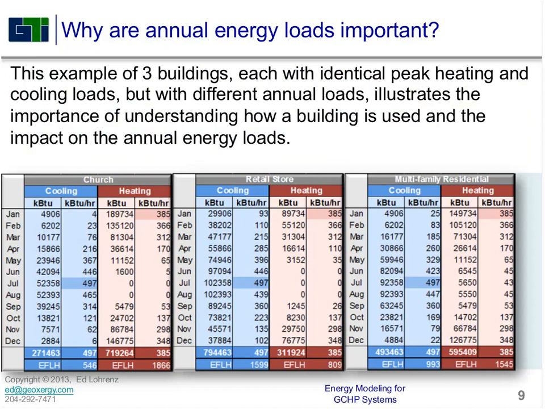I'll go over a quick couple of examples of why the energy loads are so important. These are three hypothetical buildings: a church, a retail store, and a multifamily residential building. On each one of these, the peak cooling load is identical, 497,000 BTUs per hour. The peak heating load is also identical, 385.